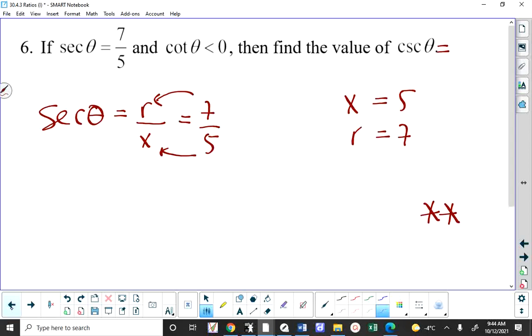Cosecant is the reciprocal of sine, and sine is y over r. So cosecant is r over y. So I need to know y, and then I have the answer to the question. So how do I do that? Well, I use x squared plus y squared equals, what's wrong with what I've just written?